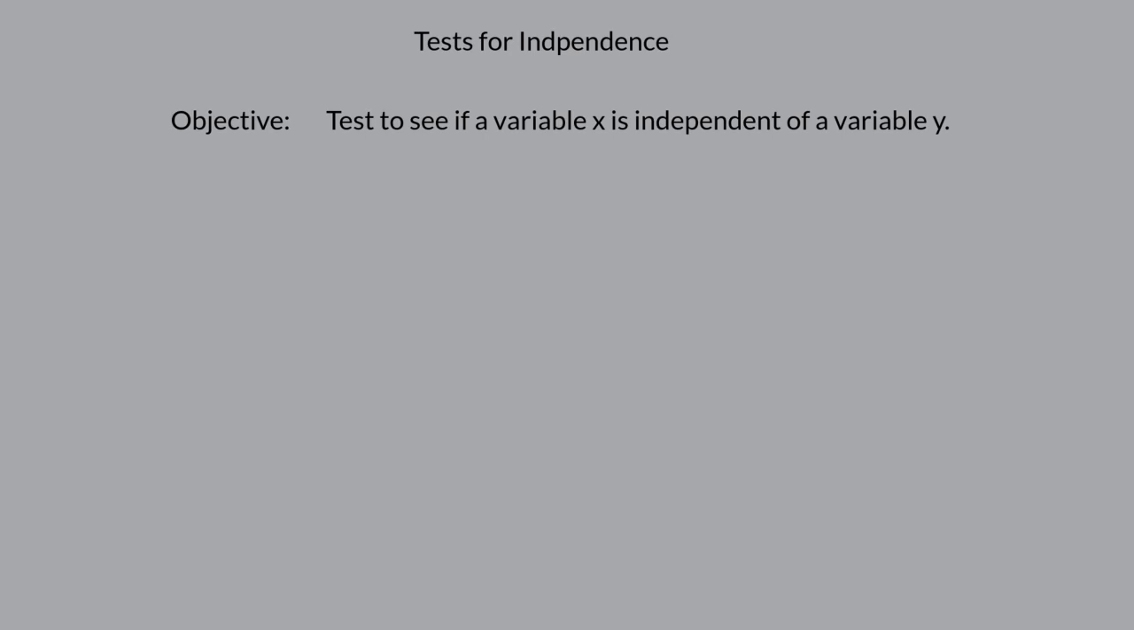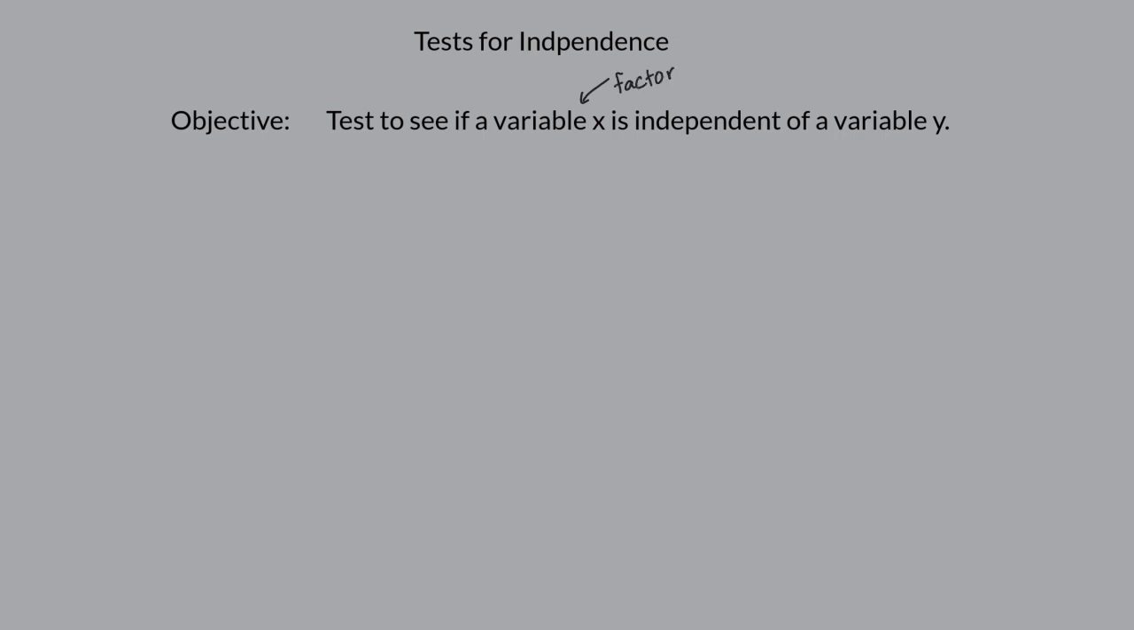Let's talk about tests for independence. In a hypothesis test of independence, we want to test to see if a variable x is independent of a variable y. Often we call x the independent variable and y the dependent variable.